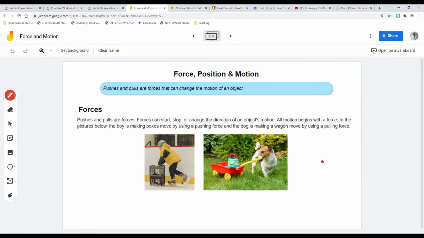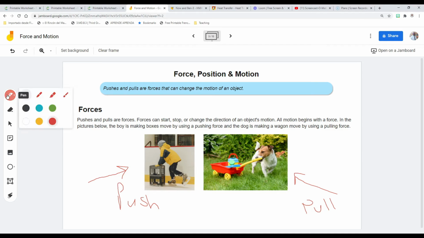Let's start with the definitions and some pictures or illustrations so you can see what we are talking about and have a better idea. You can see a child pushing something, and you can see this dog in this picture pulling something. Basically, we have push and we have pull. What is pull and what is push? Based on our definition, pushes and pulls are forces that can change the motion of an object. Depending on whether you push or pull something, that object will move, or its motion will be affected by the force you apply to it.